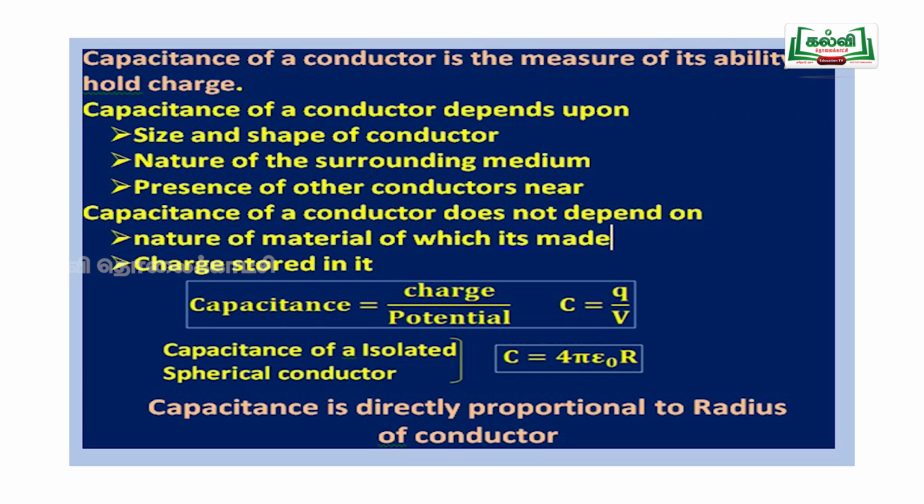So, the formula for capacitance is C equals Q by V. In case of an isolated spherical conductor, the formula for capacitance is C equals 4 pi epsilon naught R. Children, this is a very important formula. Capacitance of an isolated spherical conductor is C equals 4 pi epsilon naught R. So, the capacitance is directly proportional to the radius of the conductor.